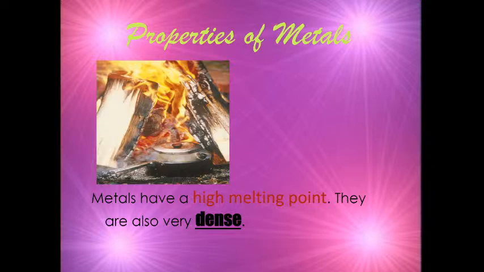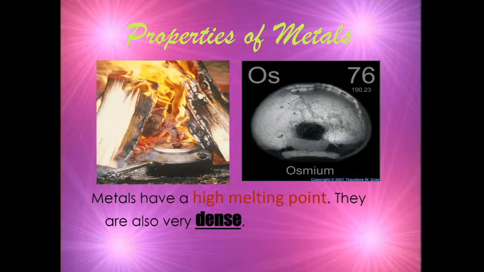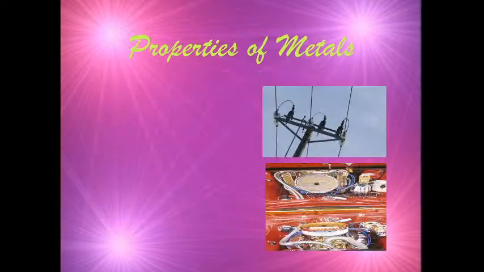And why do they have a high melting point? Because metals are very dense. It means they have high density. That's why they have high melting and boiling points. You know the heaviest metal is what? The heaviest metal is osmium. Understood? So we know that metals have high density. Why do metals have high density? Because they are dense. And osmium is the heaviest metal, right?